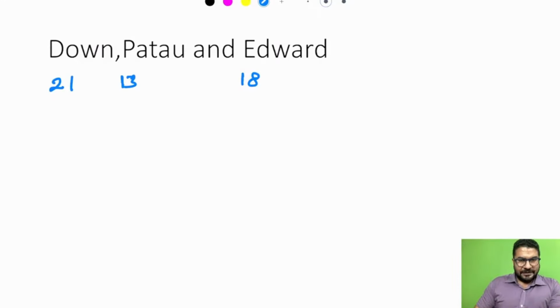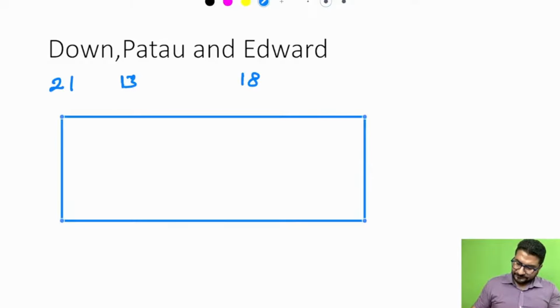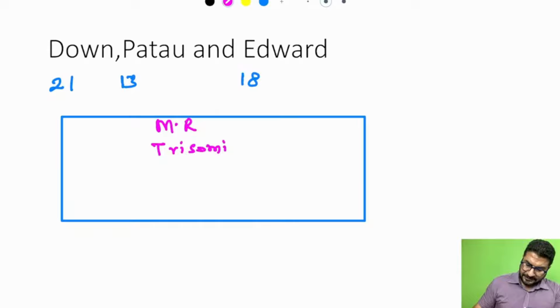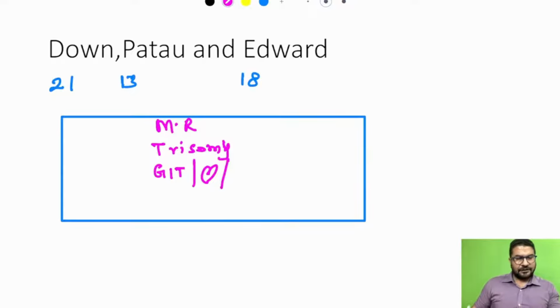Now look carefully, Down we have already studied in detail. All these diseases will have a few similarities. So what are the similarities? First similarity is that in Down, Patau, Edward, all you will see mental retardation. In all, the most common cause will be trisomy, and generally the most common cause for trisomy will be meiotic non-disjunction. All will have some GIT defect, all will have some heart defect, and all will have some sort of kidney defect also. So these are the similarities.